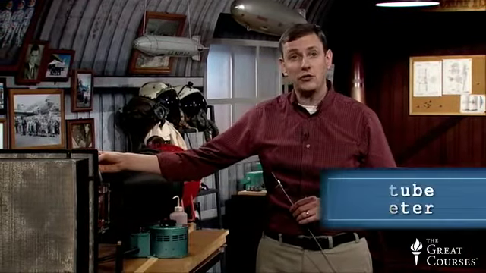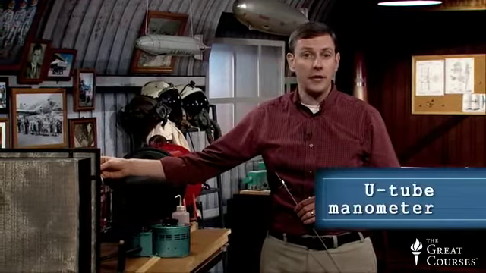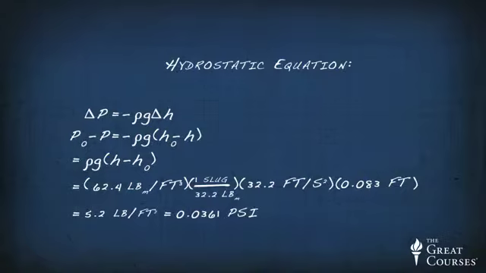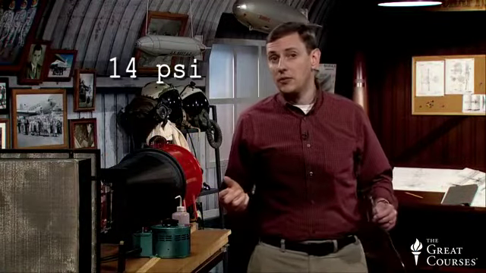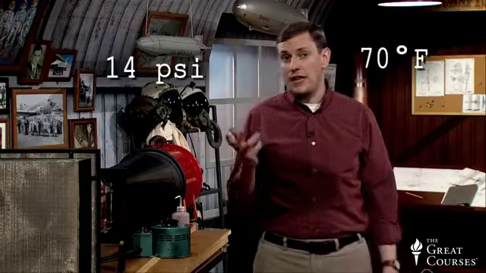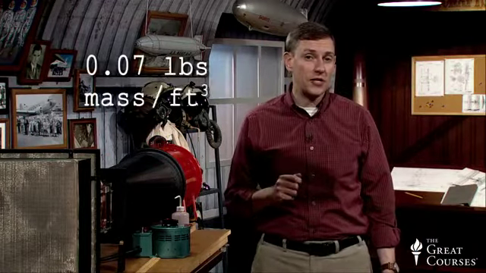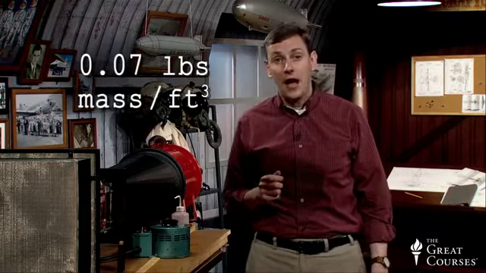For a wind tunnel, we can connect tubing for measurements of the total pressure and the static pressure to either side of this U-tube manometer. This manometer will then measure the difference between total and static pressure, which is the dynamic pressure, by indicating a change in height of the water inside. Today, the pressure in this room is 14 psi and the temperature is a comfortable 70 degrees. If I take both of those values into the ideal gas law, I find that the density of air in this room is 0.07 pounds mass per cubic foot. I'll use this value of density of air to calculate the speed in the tunnel using the Bernoulli equation.